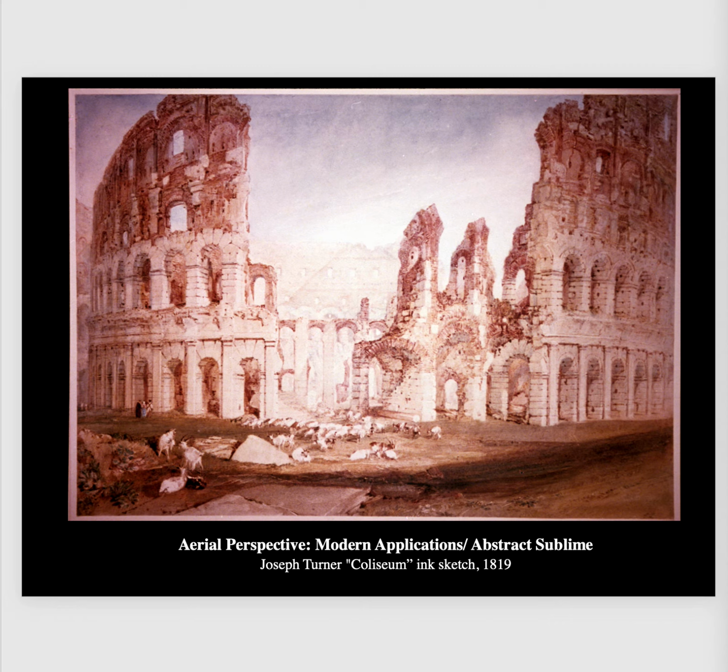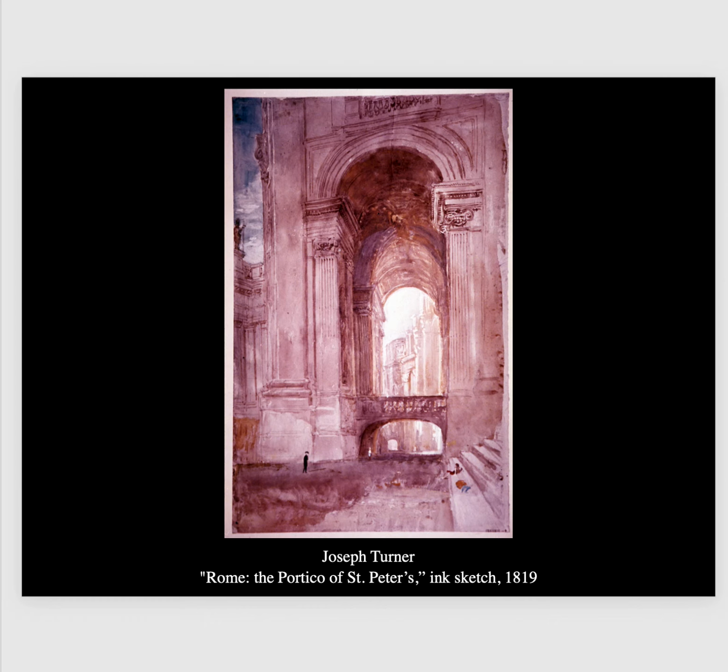This is by Joseph Turner. We'll look at more of his work this year. This is the Roman Colosseum. And notice that he is using both perspective here as well as atmospheric perspective to express the size and the enormity of the Roman Colosseum.